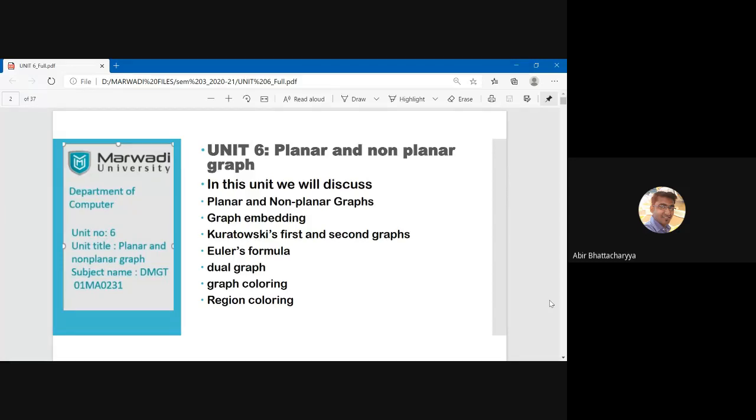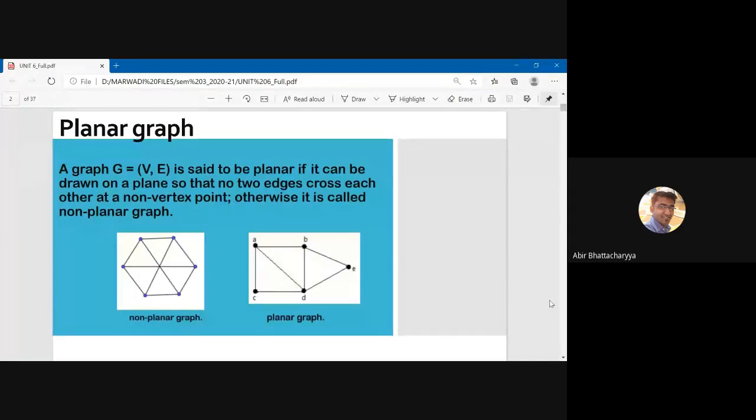Okay, let's go on. So first of all, what is a planar graph? The basic concept is that any graph is said to be planar if it can be drawn on a plane so that no two edges cross over. No edge crossover means no two edges cross each other at any non-vertex point.